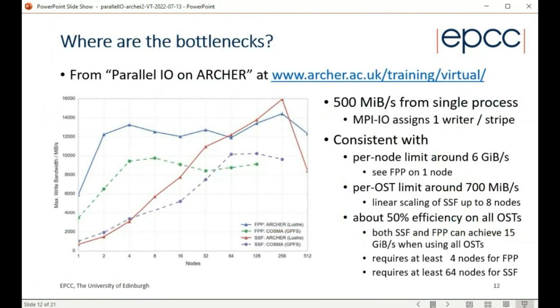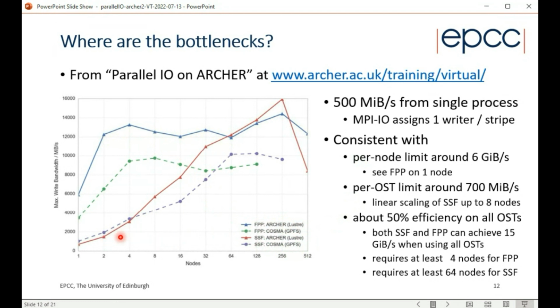So what are the bottlenecks? We did a study on Archer a while back. You could ignore here, I took this from a webinar, which I think my colleague Andy Turner gave. So you can ignore the Cosma. I think Cosma was a machine in Durham, I might be wrong, but that had a GPFS, which is an IBM file system. But ignore that. We're interested here in the blue triangles and the red triangles. That's file per process on Archer and single shared file on Archer.